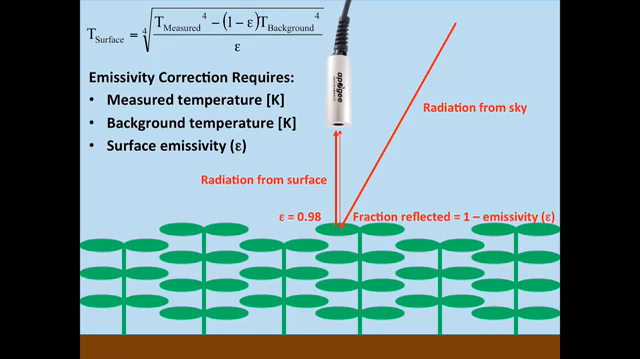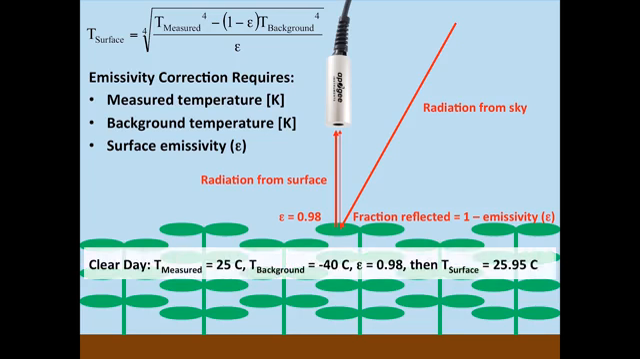To give you an idea of the magnitude of the effective emissivity correction, I have a couple of simple examples, one for a clear day and one for a cloudy day. So let's assume that our sensor is measuring a temperature of 25 Celsius. A pretty standard background temperature or sky temperature for a clear day would be negative 40 Celsius. Again, our canopy emissivity is 0.98. And when we plug all those numbers into the equation above, we get a surface temperature almost a full degree warmer than the temperature we measure with the radiometer.